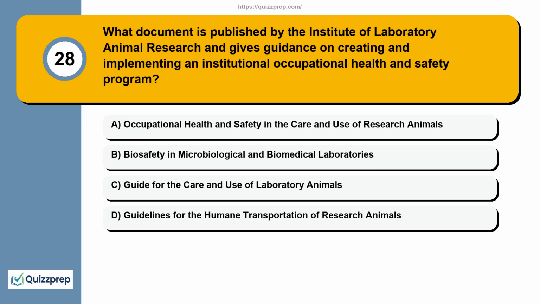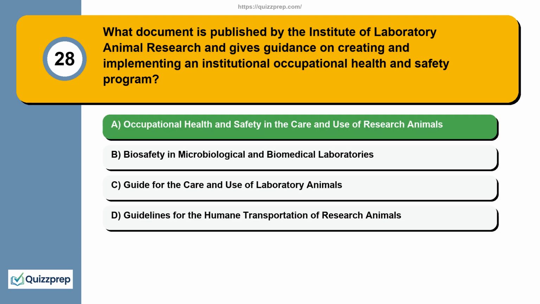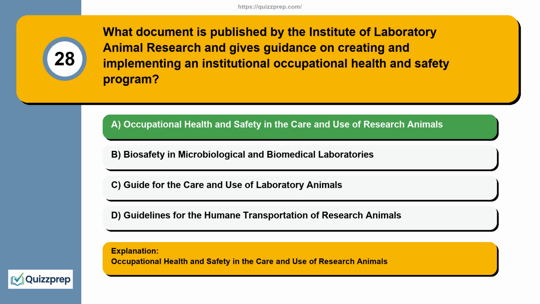Question 28. What document is published by the Institute of Laboratory Animal Research and gives guidance on creating and implementing an institutional occupational health and safety program? Option A. Occupational Health and Safety in the Care and Use of Research Animals. Option B. Biosafety in Microbiological and Biomedical Laboratories. Option C. Guide for the Care and Use of Laboratory Animals. Option D. Guidelines for the Humane Transportation of Research Animals. The correct answer is option A. Occupational Health and Safety in the Care and Use of Research Animals.